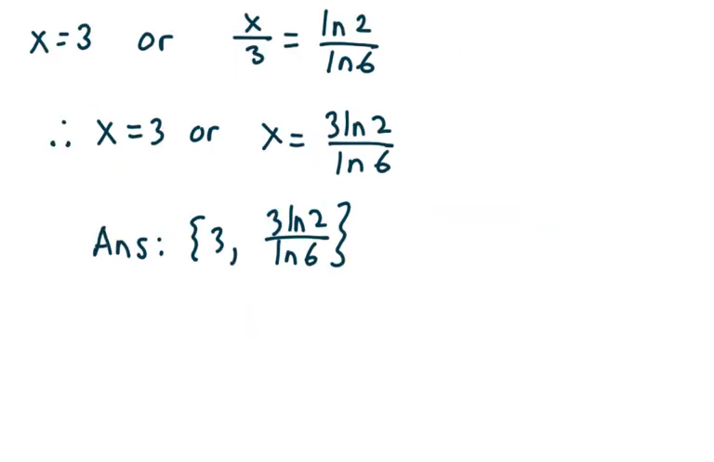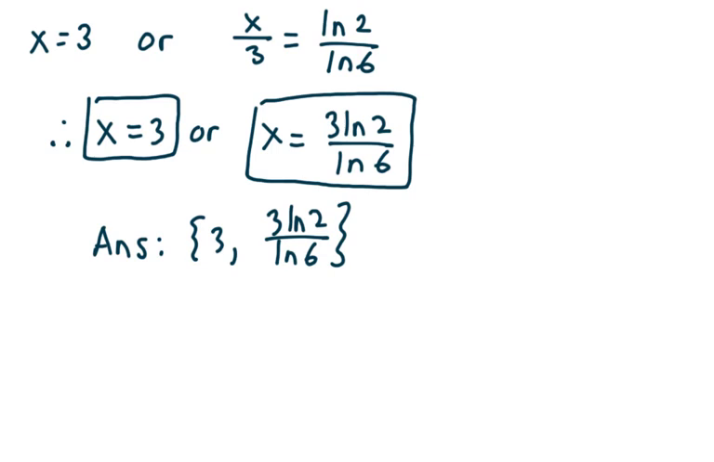Now what we do is take the reciprocal of both sides. So x over 3 is equal to natural log of 2 over natural log of 6. And then multiplying both sides by 3, we can say x equals 3 natural log of 2 over natural log of 6. So x equals 3, or x equals 3 natural log of 2 over natural log of 6. So the answer to this example is the set containing 3 and 3 natural log of 2 over natural log of 6. That's example 4.